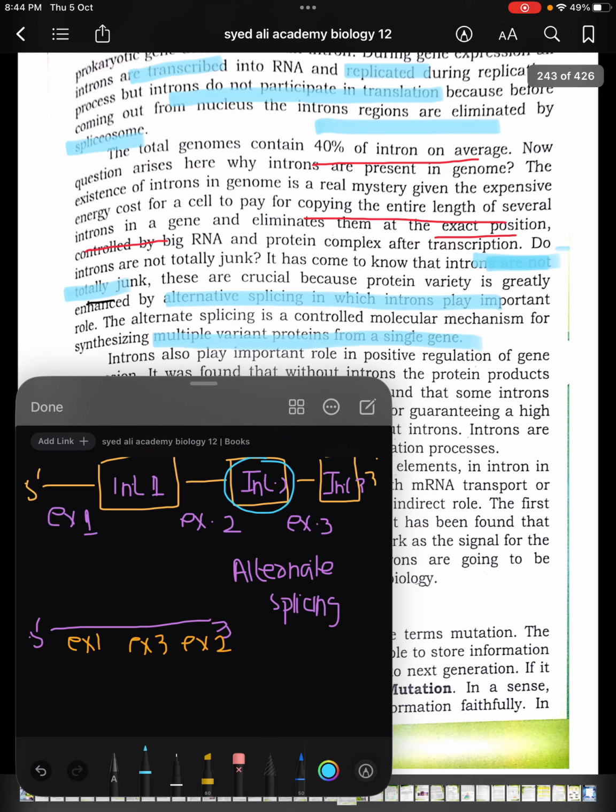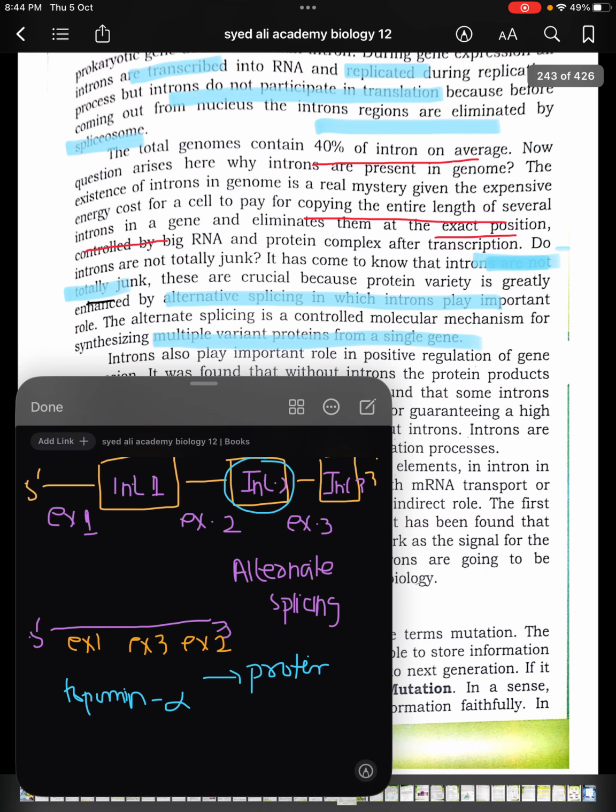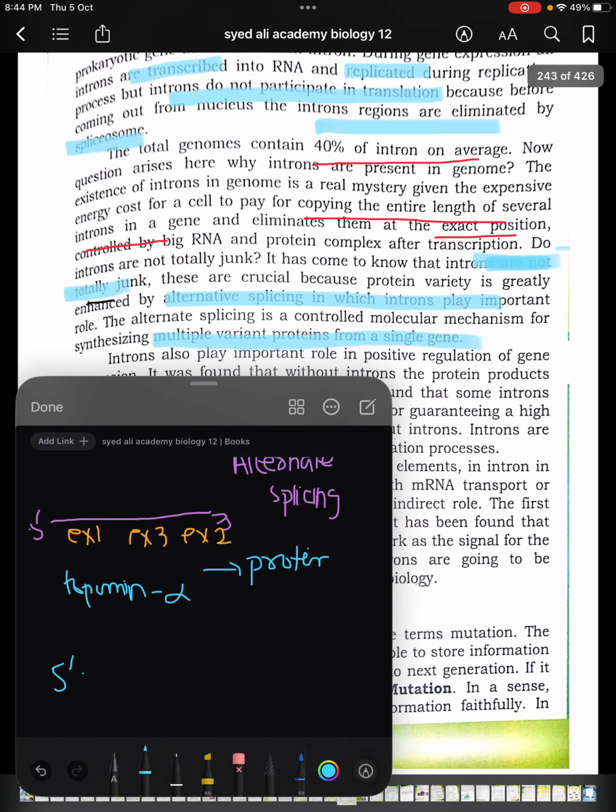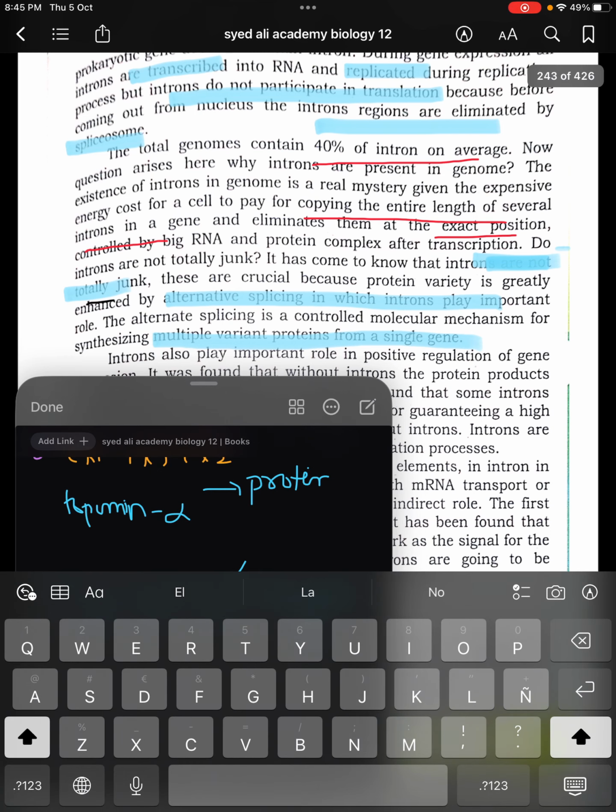So because of this splice we got a different protein. Consider we got the tropomyosin protein alpha by exon 1, exon 2 and exon 3 from 5 prime to 3 prime. So we have gotten tropomyosin beta by this alternate splicing, by placing first exon 3, then exon 2. So we are getting different kinds of proteins.